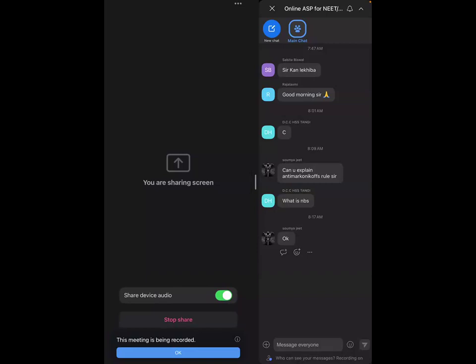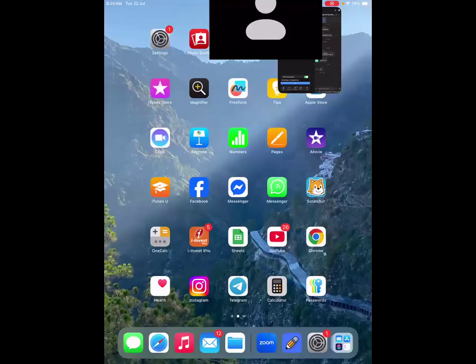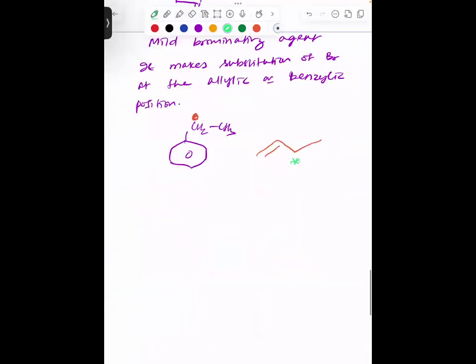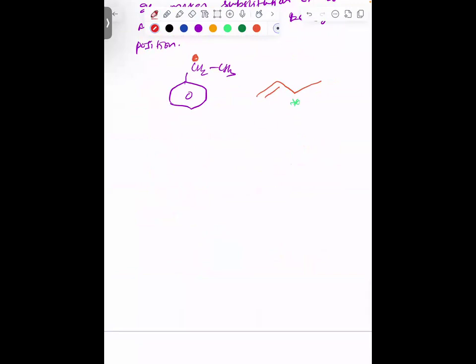Now we are going to discuss SN reactions. We have already discussed the SN1 reaction in the last class, and we will revise it a little. Then we'll discuss some questions from the SN1 reaction.